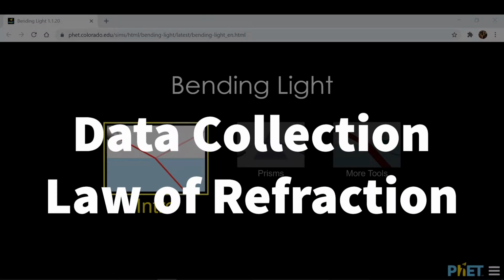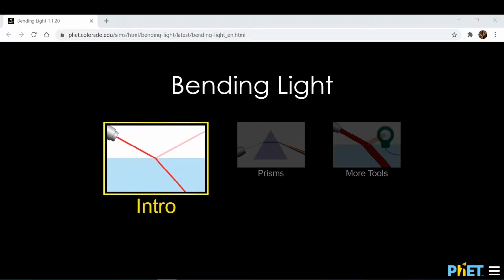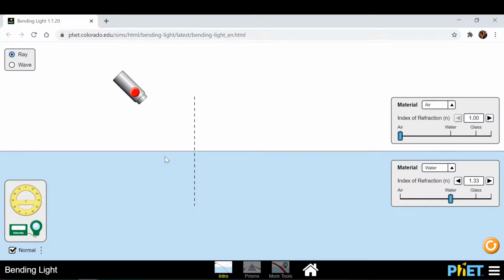In this video, we are looking at the data collection for lab number 1, looking at refraction. So when you first go to the simulation website, you're presented with these choices, and we just want to click on the intro. And that is going to bring us to this menu here.